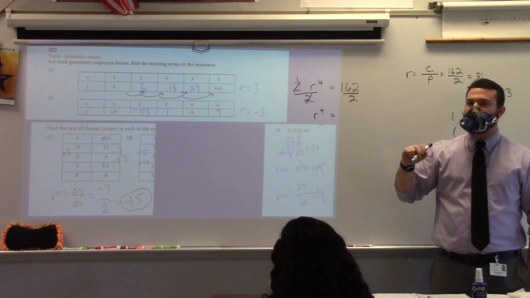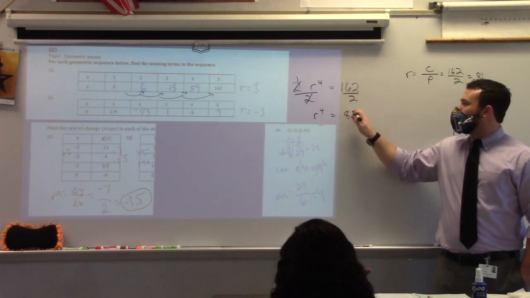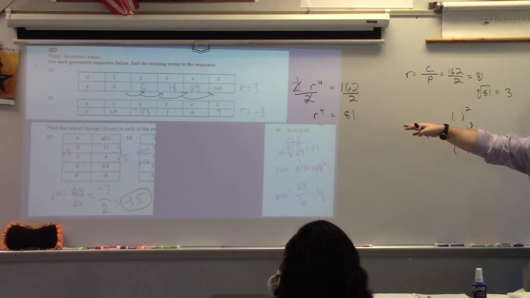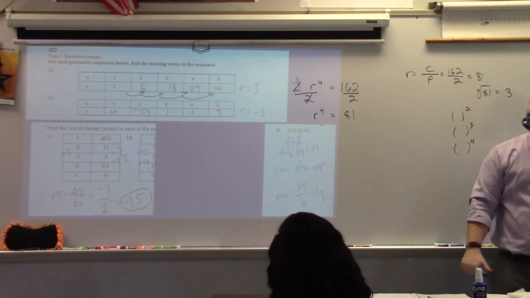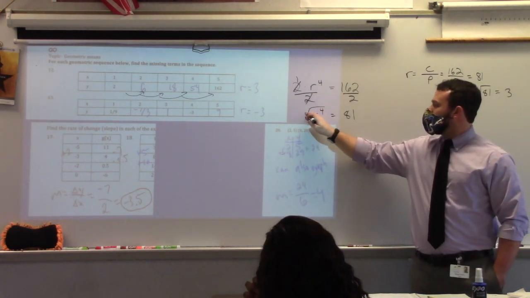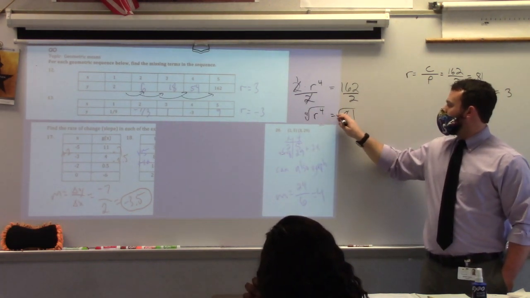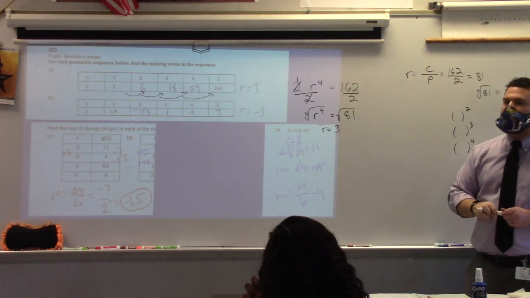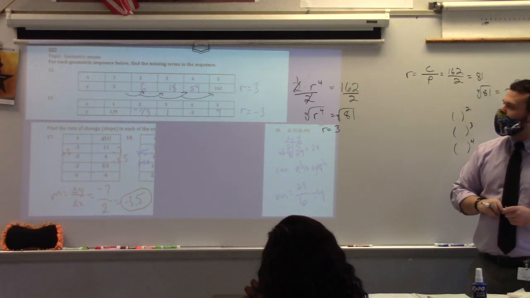What does r to the 4th equal? 81. Notice this is showing us exactly what we did here, but to me this is a little bit more clear, because what's going to be the next step to undo that 4th power? Roots. A 4th root. Oh, that's some crazy stuff. So r is 3. Okay?